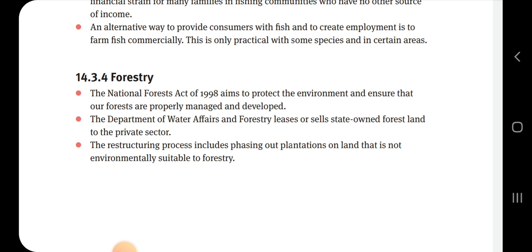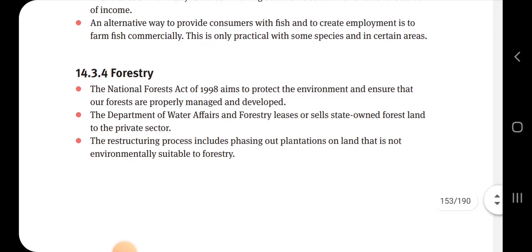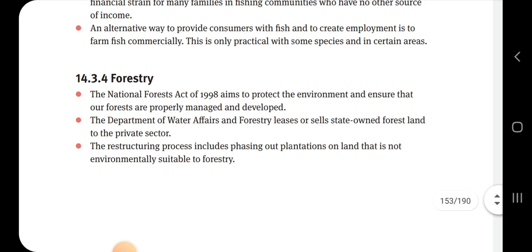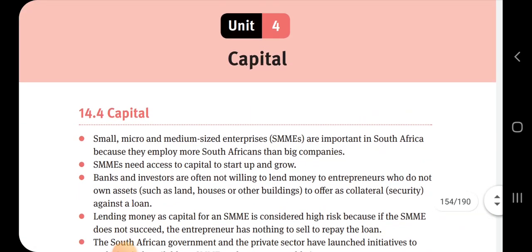Let's talk about forestry. Trees, fields, how are those protected? The National Forests Act of 1998 aims to protect the environment and ensure that our forests are properly managed and developed. So the Department of Water Affairs and Forestry leases or sells state-owned forest land to the private sector so that they can plant trees and make toilet paper and so on. The restructuring process includes phasing out plantations on land that is not environmentally suitable for forestry. So we have to take care of the environment.